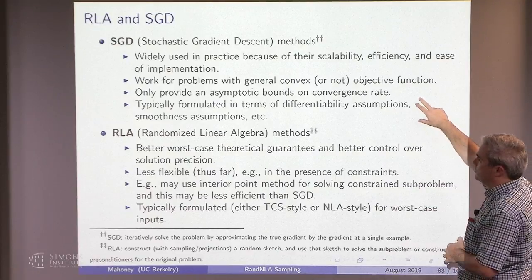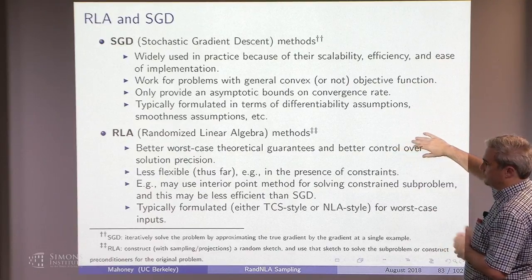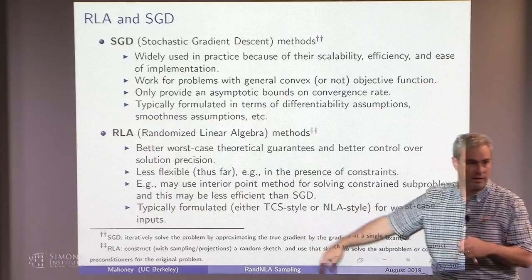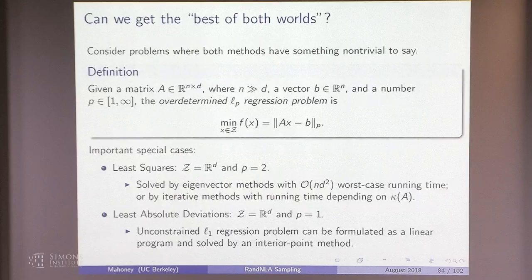And it may be formulated in terms of differentiability assumptions and so on. So for randomized linear algebra, you get better worst case guarantees, but for a more narrow class of problems. And so it's typically formulated in either a numerical style or a theory of algorithm style. And so the question is, could you combine the two? And this holds more generally. We actually ask the question in the context of least absolute deviations regression, because if you ask it for a pure linear algebra problem, you can't beat core linear algebra methods. And if you ask it for a fully general convex problem, vanilla matrix methods have nothing to say. So think about it in terms of least absolute deviation regression, which is a nice sweet spot between the two.